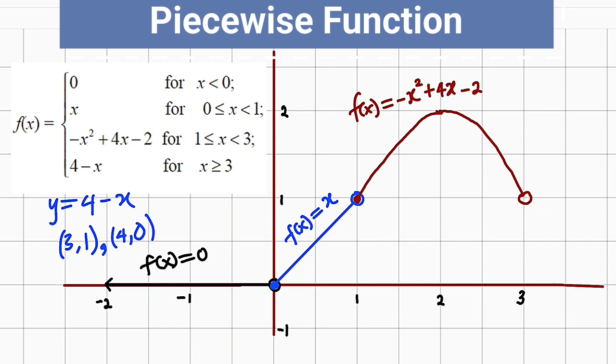3, 1. Where is 3, 1? 3, 1 is exactly in this open circle. But you can see 3 is a solution here, so we are going to make a closed circle in this open circle. Then we need a point where x is 4 and y is 0, which is exactly on the x-axis here. So we are going to connect these 2 points together. So this is the graph of f of x equal to 4 minus x.